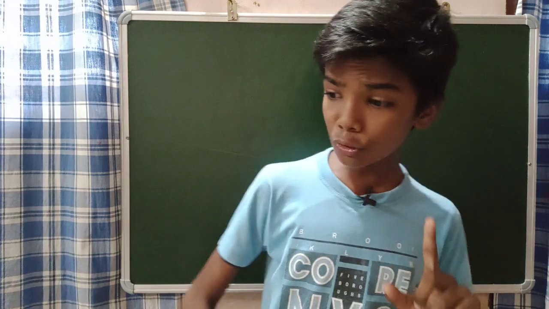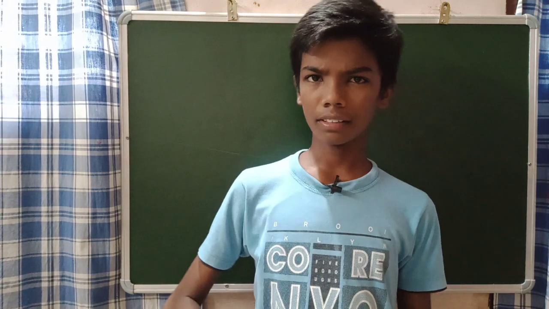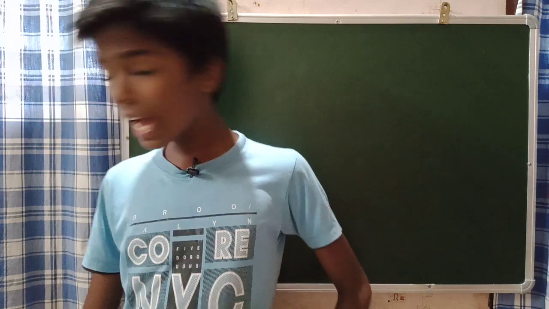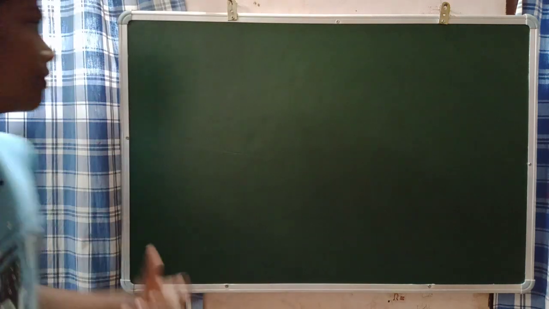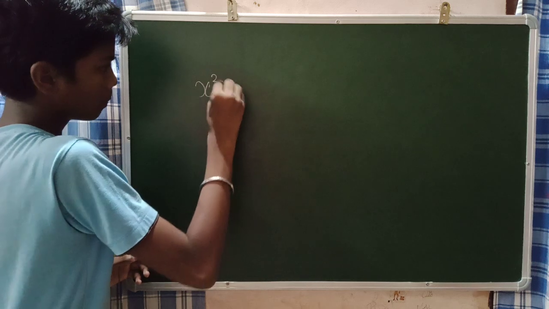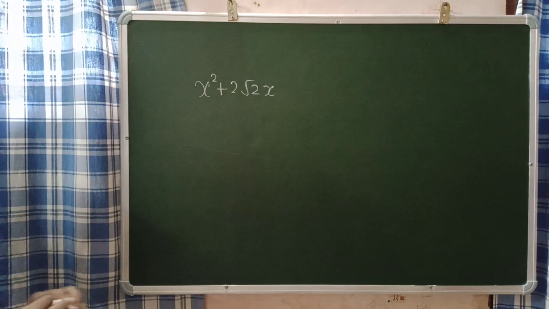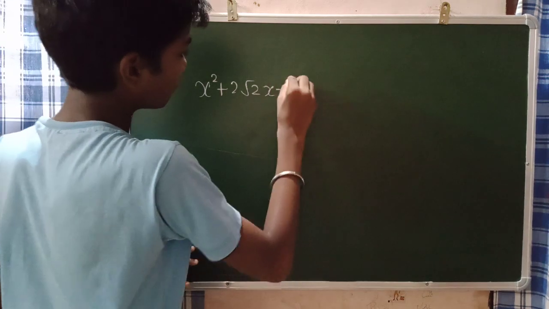Attempt to solve your 10th CBSE term 2 question paper. The first question is: solve the quadratic equation x square plus 2 root 2x minus 6 is equal to 0, and we need to solve for x. So guys, I will write the equation. The equation is x square plus 2 root 2x minus 6 is equal to 0.